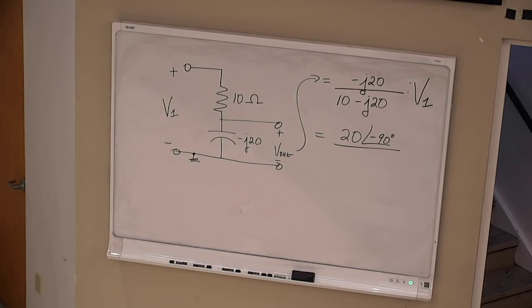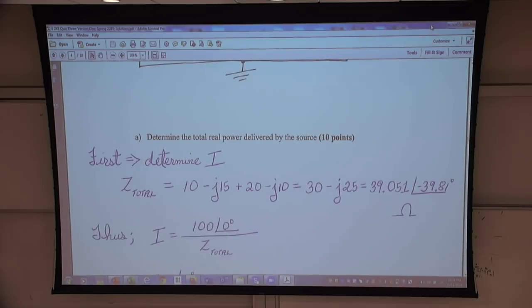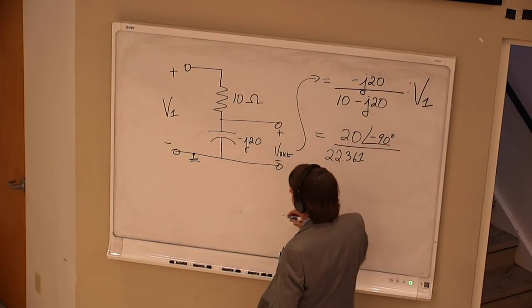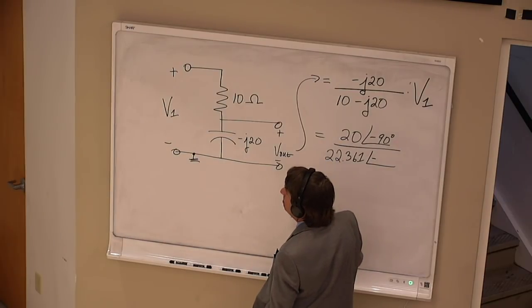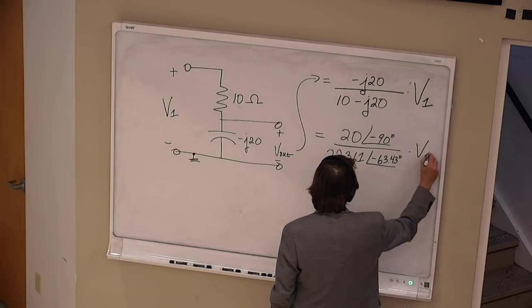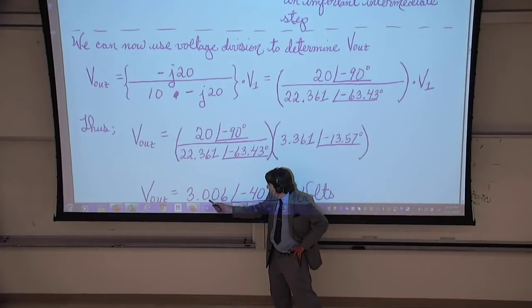Let me go back and look at it. It's 22.361. All right? 22.361. Will, I think this is a little easier. So now you got it. Now everything's in polar. It's a piece of cake. Multiply 20 times 3.361 divided by 22.361. We get a little over 3 volts.